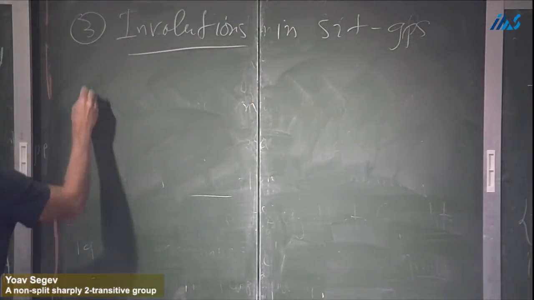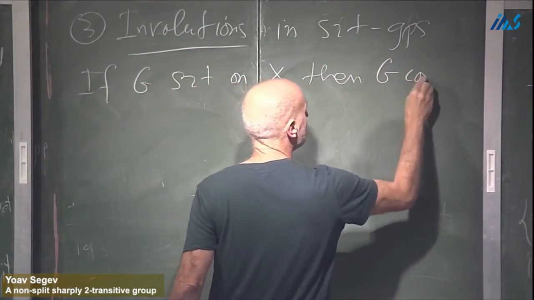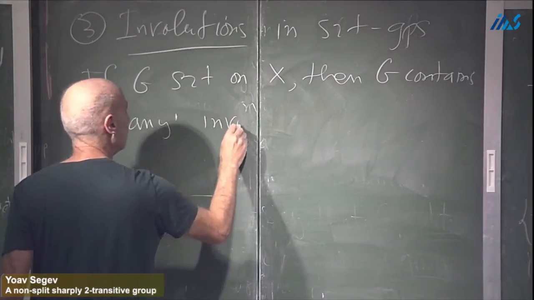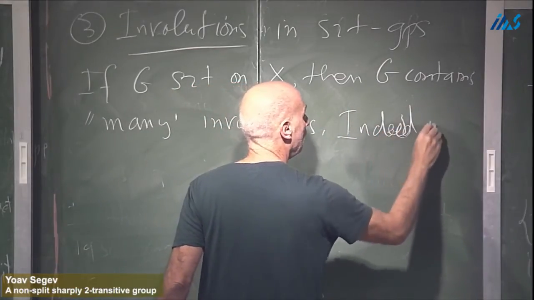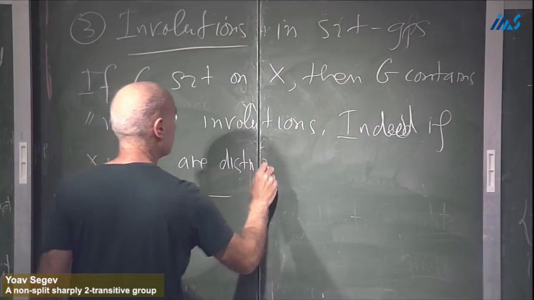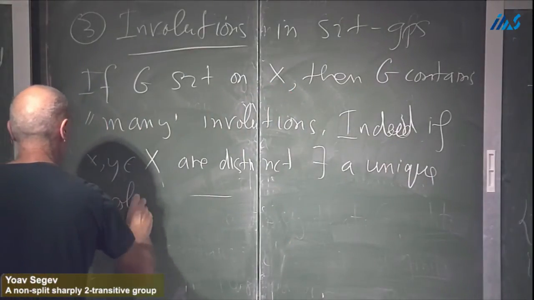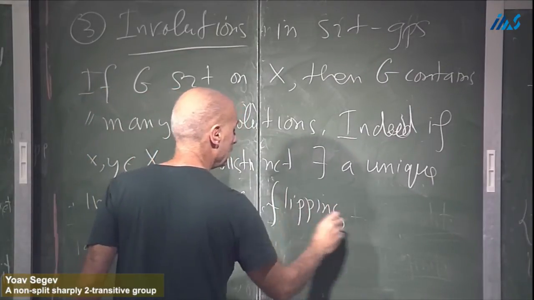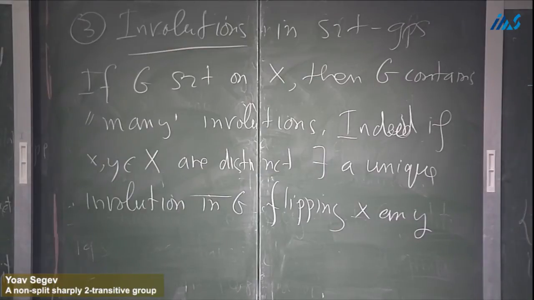Okay, so if G is sharply two transitive on X, then G contains many involutions, namely elements of order 2. Indeed, if I take two distinct elements X and Y, there exists a unique involution in G flipping X and Y. There will be an element flipping X and Y, and its square will fix X and Y, so it will be the identity. So those are involutions.